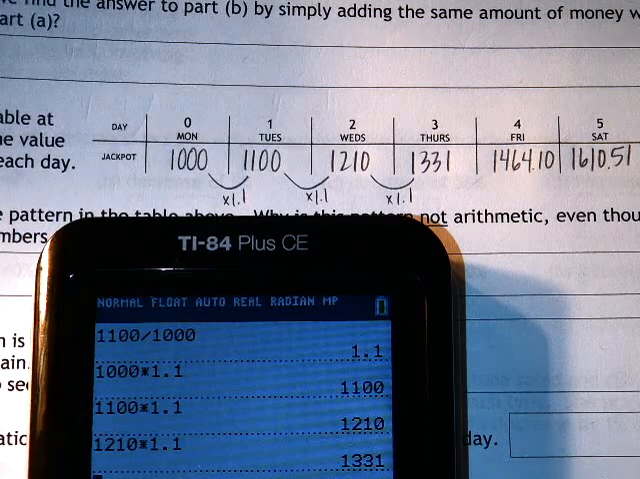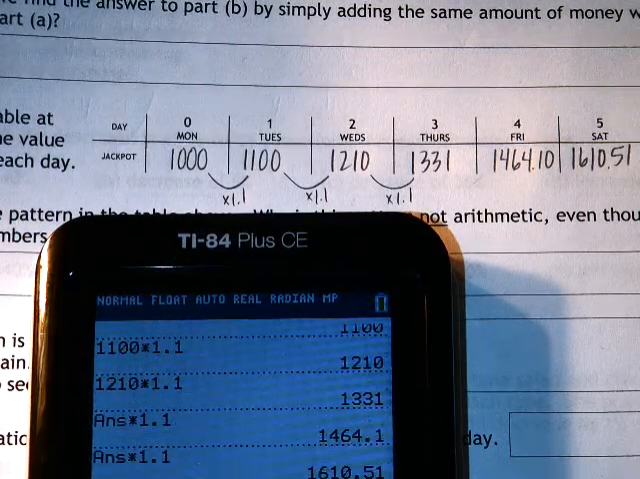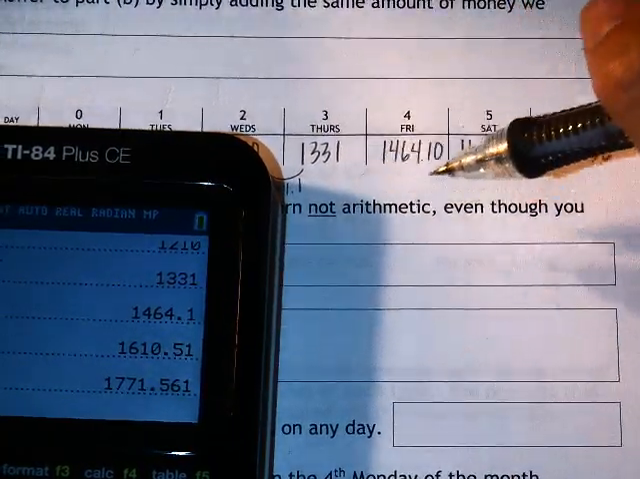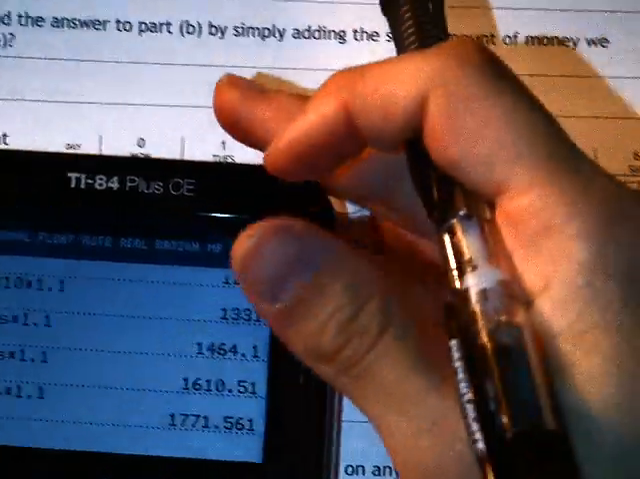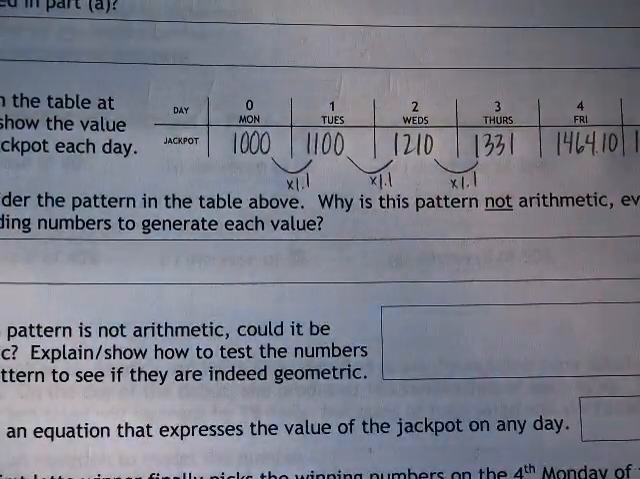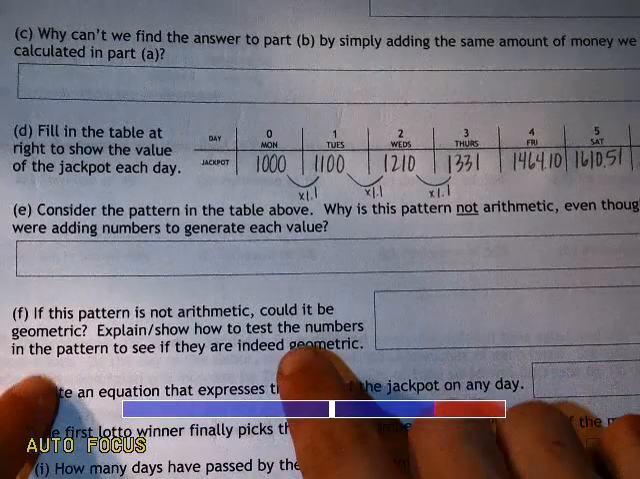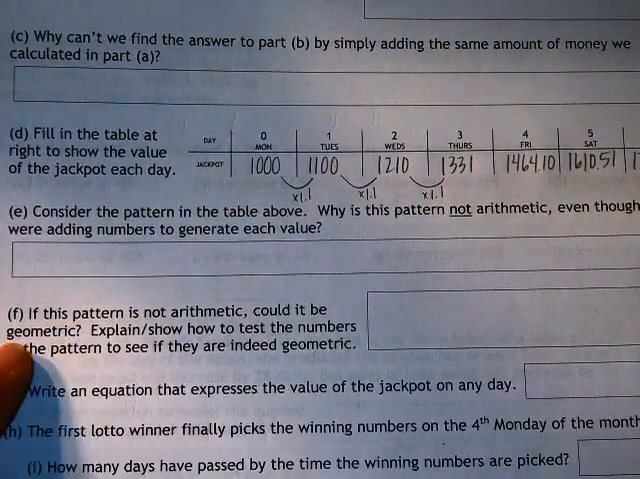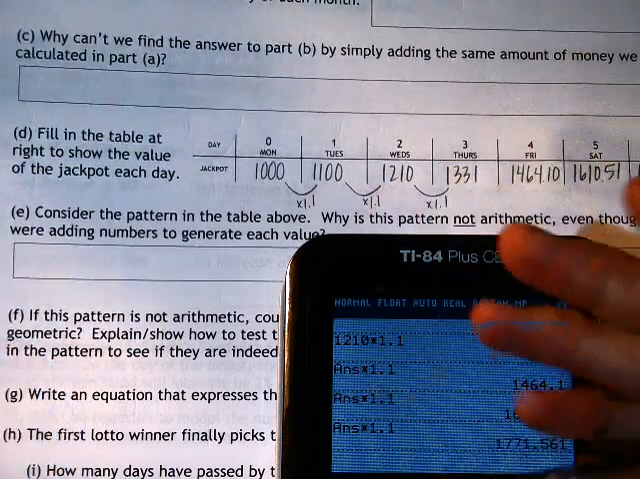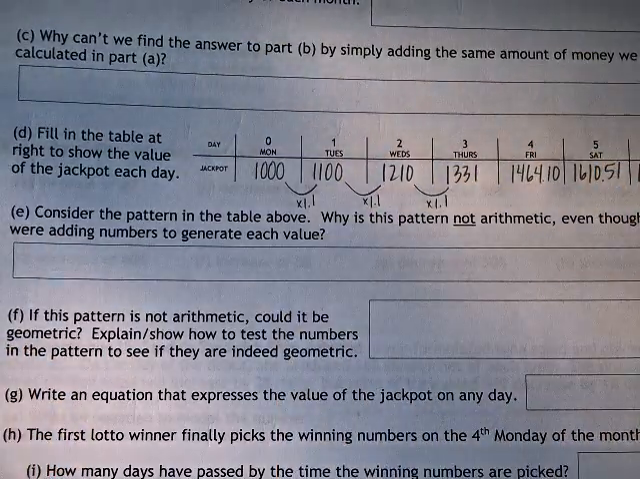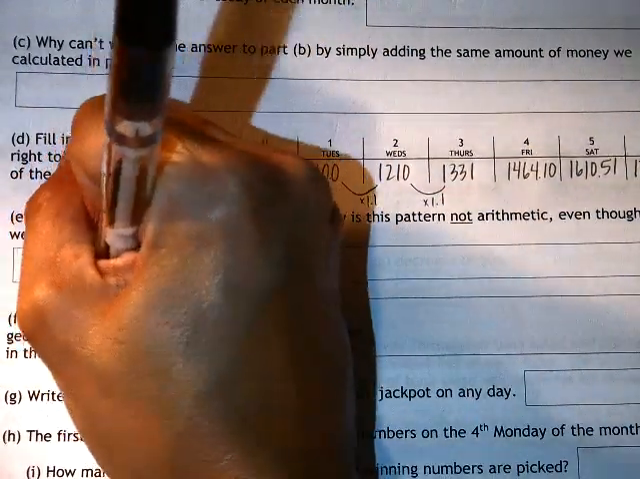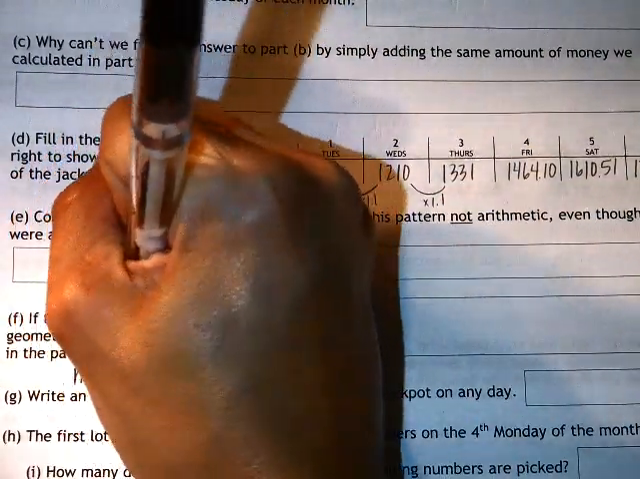And sure enough, you can keep checking this, and it gives you all of the same numbers that you would have gotten by doing the calculations your way. So we know now for sure that this pattern is geometric. So in letter F, could it be geometric? Yes, we have confirmed. You can explain or show in your own words how we confirmed, how we got that 1.1, but now we know the multiplier is definitely 1.1. So let's make a note of that to ourselves. The multiplier is definitely 1.1.